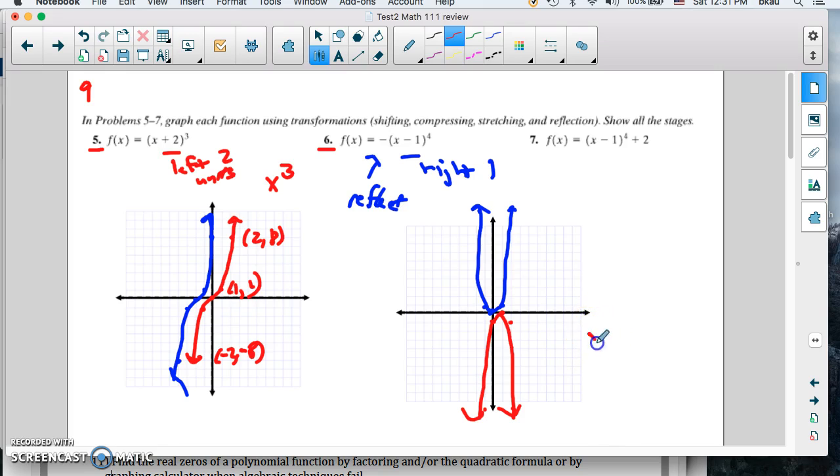Now, as x goes to infinity here, f of x goes to negative infinity. And same thing with x going to negative infinity. f of x goes to negative infinity again, because both sides are going to negative infinity. This is going to negative infinity as it goes right, and as it goes left, it's going to negative infinity. This one, as it goes right, goes to positive infinity, and this one, as it goes left, goes to negative infinity. Okay.